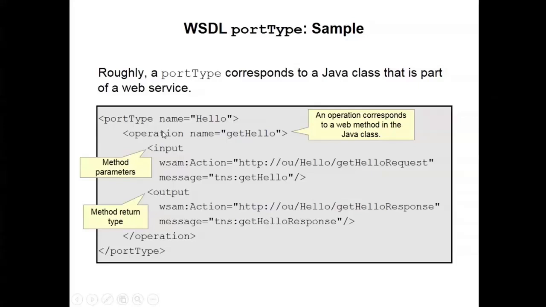In your class you can have 10 methods. Out of these 10 methods, I want to expose only 3 methods as a web service. All those 3 methods will come under operations. So 3 operations will come, right? So port type contains multiple operations, right?